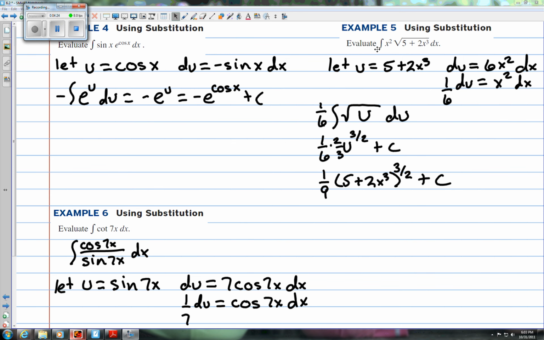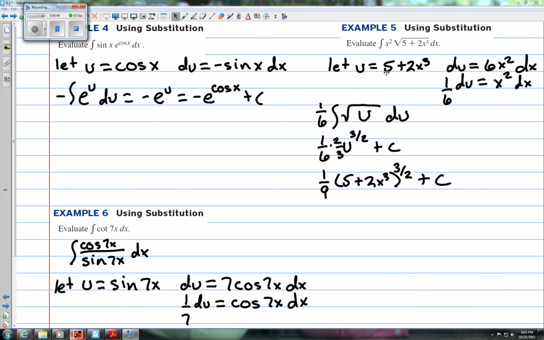We don't have a 6 in the original function, but we do have an x squared. So if we divide by 6, I can replace x squared dx with 1/6 du.